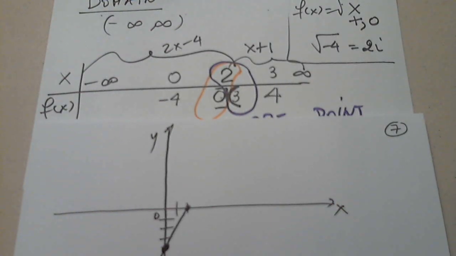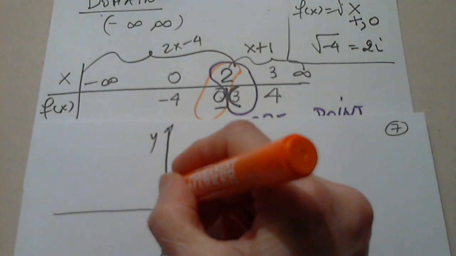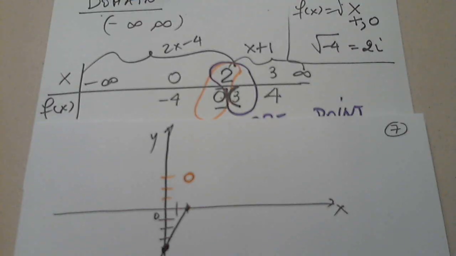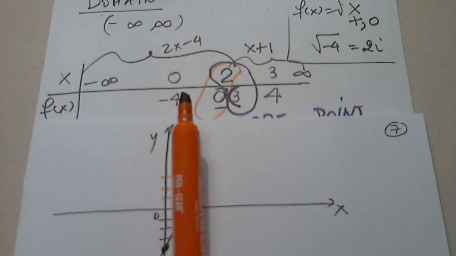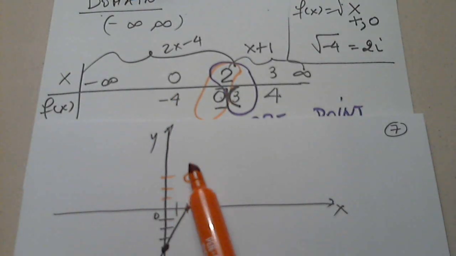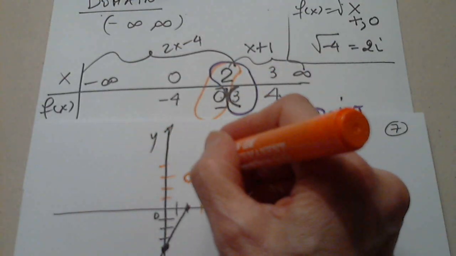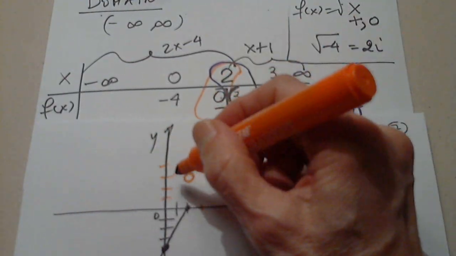You do not have to use colors. I will, to make a point. The next point is 2, 3. But it is an open point, because by the vertical line test, if I have two full points, the graph is not a function. And then I have 3, 4. And here it is.